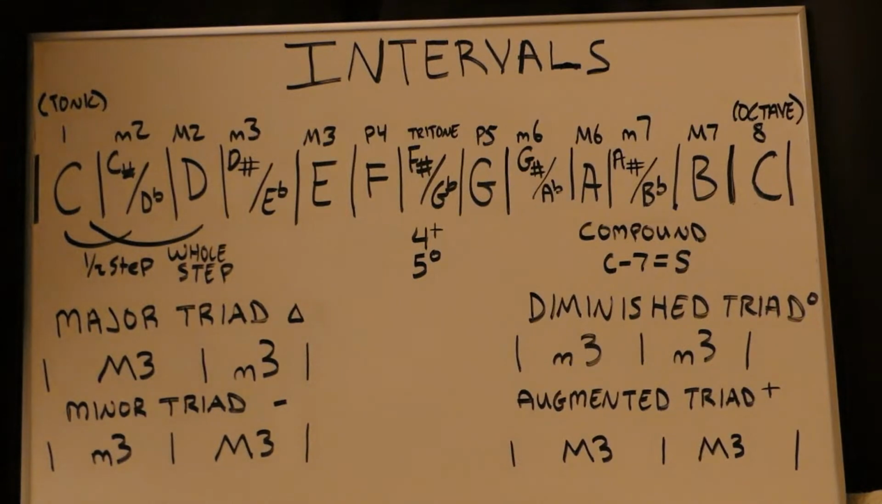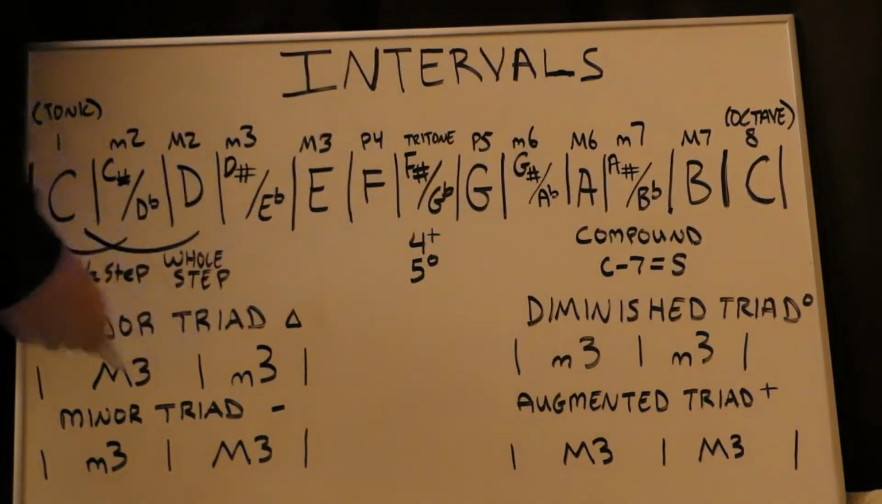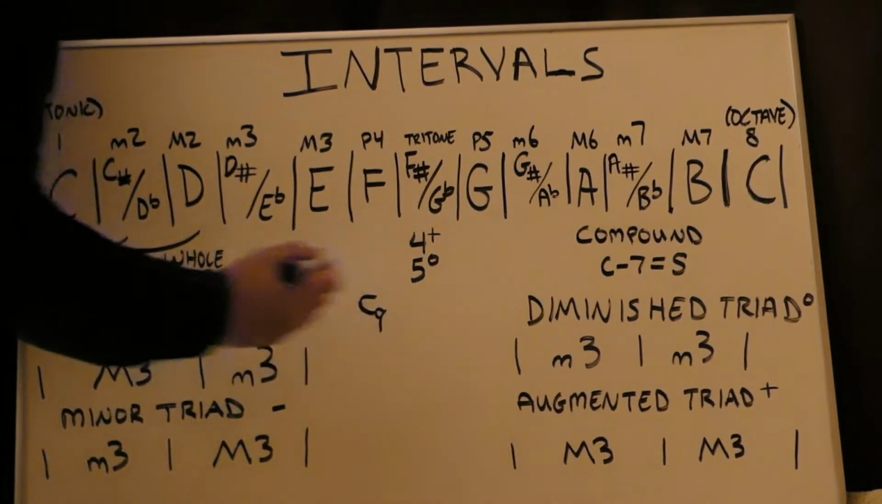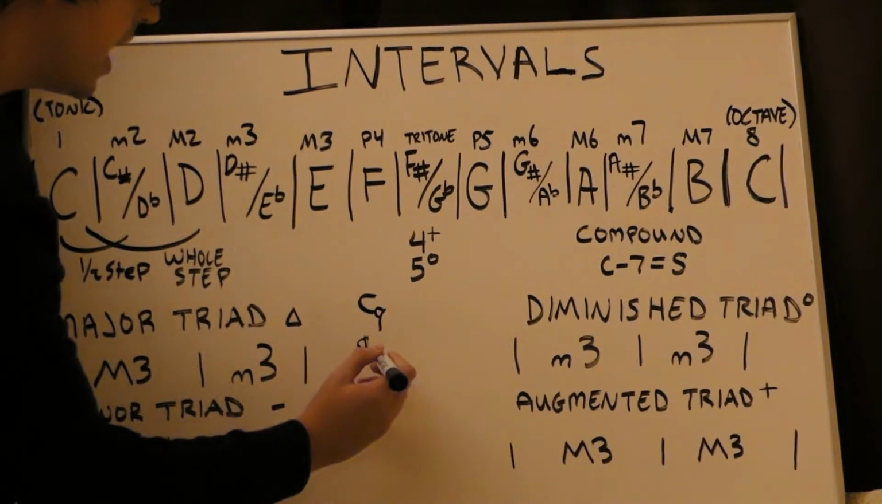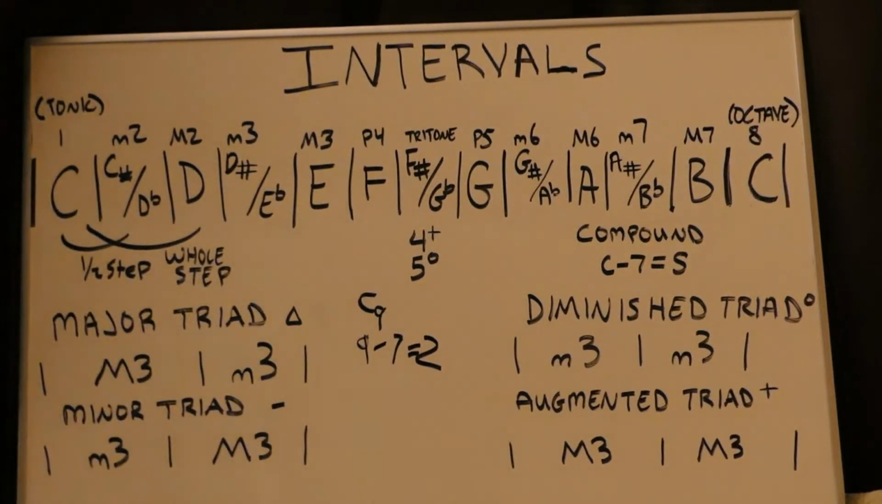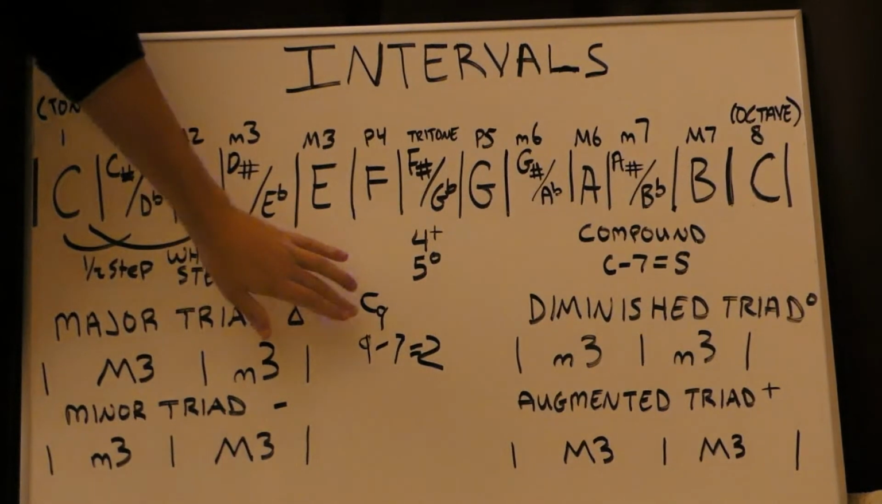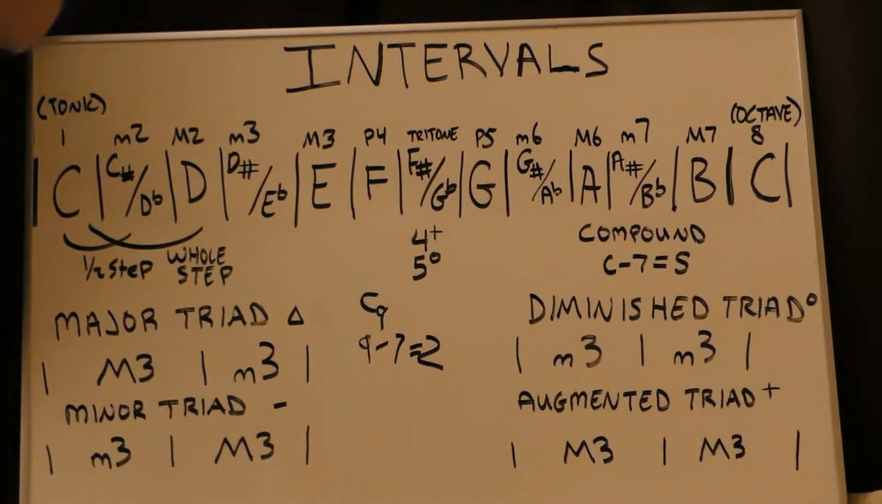And the way we can figure out what interval is being played an octave higher is with this simple formula. We have our compound interval minus 7 equals our simple interval. So if we're playing a C9, to figure out what this pitch is, we simply do 9 minus 7 equals 2. So a C9 has the major second, D, an octave higher.